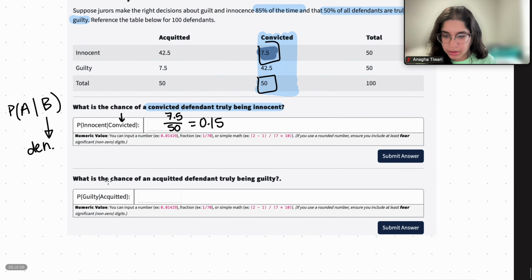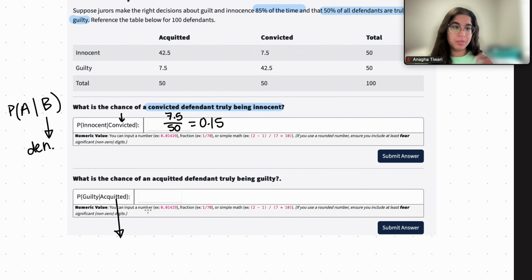And finally, for this one, what is the chance of an acquitted defendant being truly guilty? So here we have probability of guilty given acquitted. So now you're dealing with a different subset of the 100 people, right? We're only dealing with the acquitted individuals, and again, that total is out of 50.